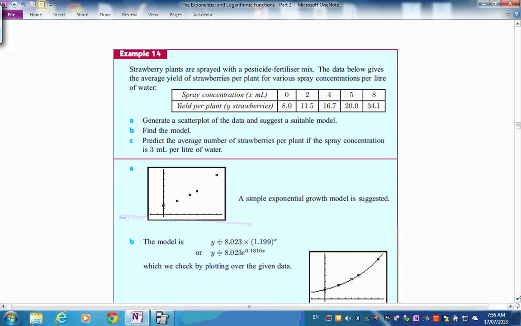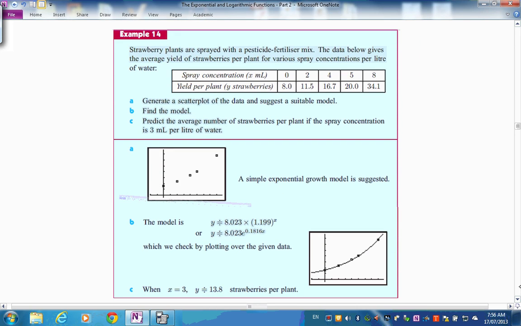So here's an example. Let's have a look at what Hayes and House have got here. Strawberry plants are sprayed with pesticide fertiliser mix. So here we are. And what is it going to be? They're suggesting the independent variable be called X mils of spray and yield per plant Y strawberries. Okay. And the X mils is per litre of water. That's a concentration. I must admit, in this modelling, I would rather you used S and big Y.